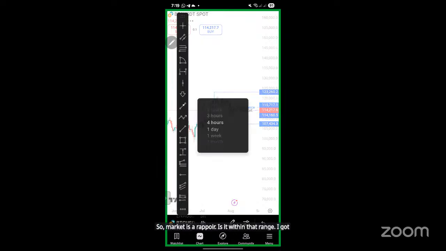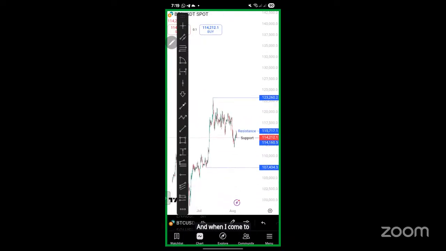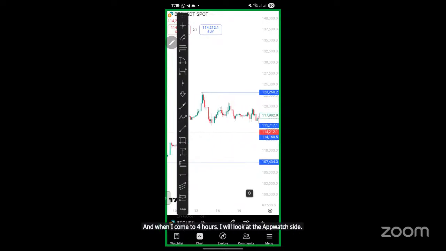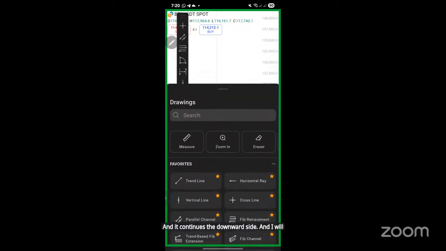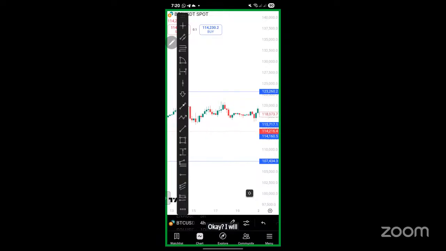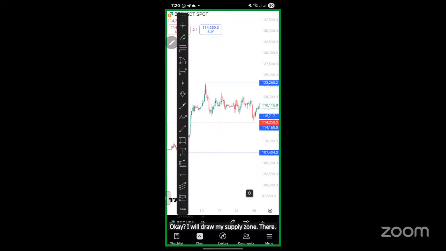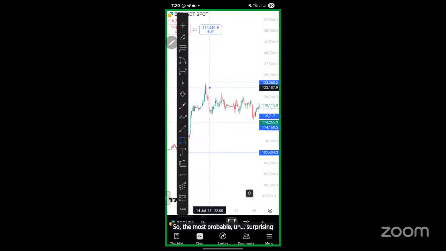I got the 4 hours and I see how price is moving. This is how price is moving in the 4 hours. And when I come to 4 hours, I will look at the upward side. I find this area where price was rejected and it continued to the downward side. I will draw my supply zone there. So the most probable supply zone I can see is around this area.